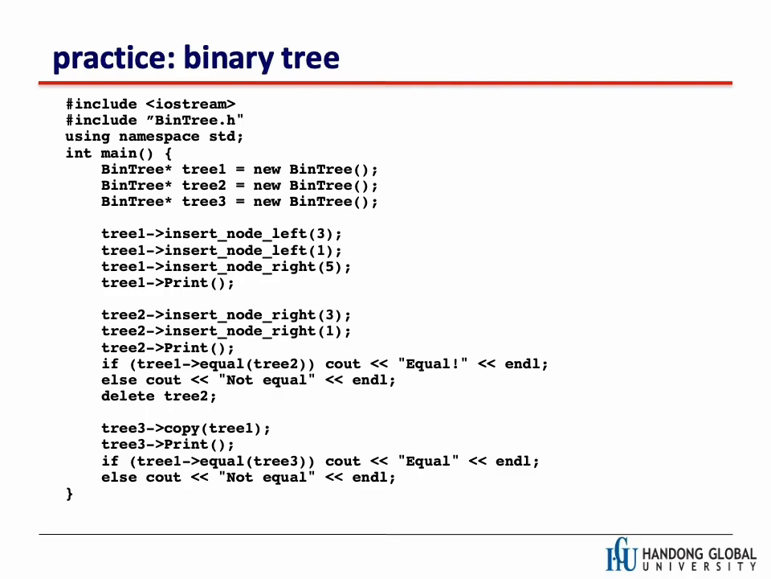Now tree3 will copy tree1. Tree1 is a bin tree pointer, so again, we'll call the second implementation of the copy function, and in that function, we'll call the first implementation of the copy function. Then we call the tree3 print function, and now tree1 will call the equal function passing tree3, and they should be the same, right? We just copied, so the return value should be true. Then we'll print out equal. That's it.